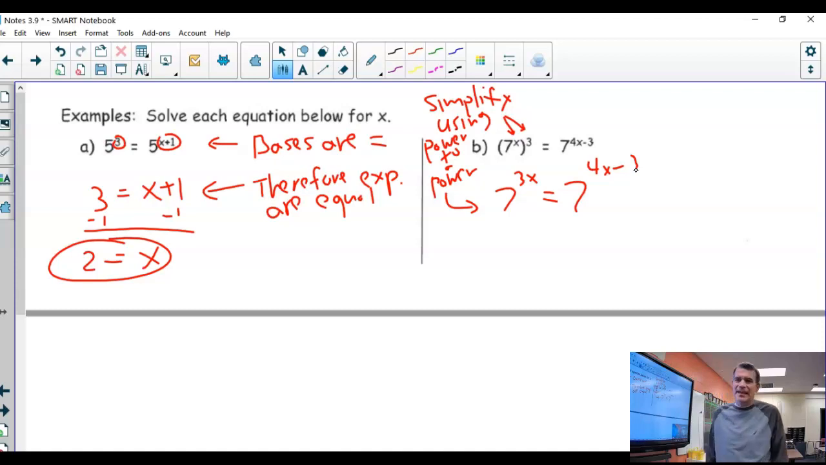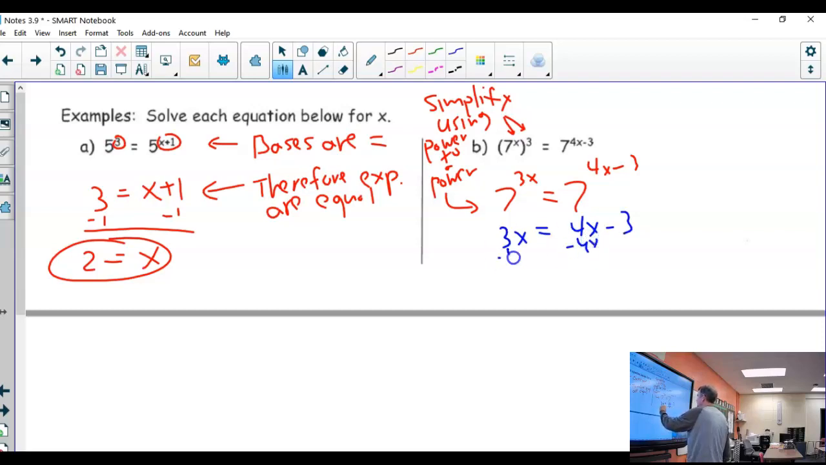And now I'm back to the same thing. Because the bases are equal, I can go ahead and set the exponents equal to each other. So 3x would equal 4x minus 3. And I can solve that. I can subtract 4x from both sides, giving me negative 1x equals negative 3. There's a negative there. And I can divide by negative 1.